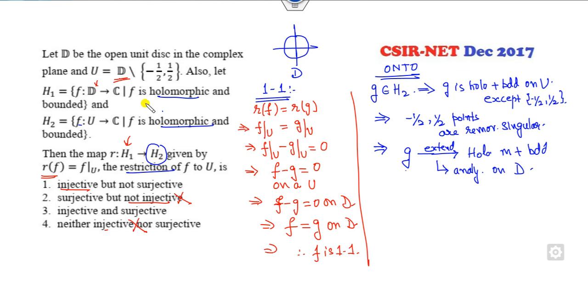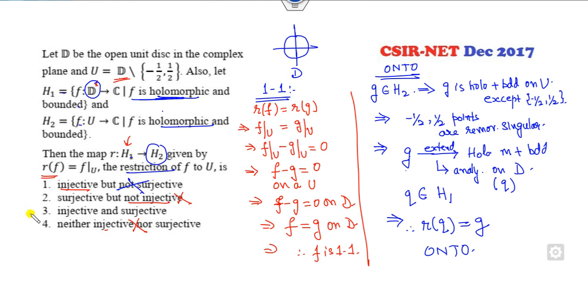What is the definition of this? F is holomorphic and bounded on the capital D. It means this G belongs to H1. So I can extend this to any, say, Q, so Q is a part of this. Therefore we can say there exists a Q so that it becomes my G. Hence it is onto as well. So it is not onto, and C is the right answer of the problem.